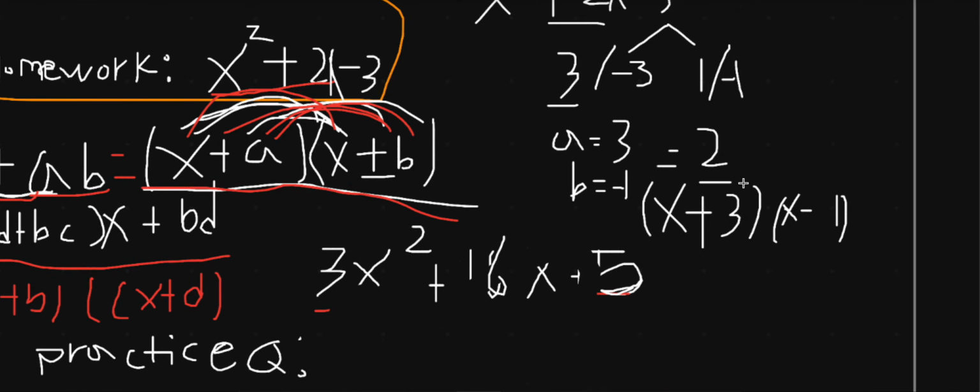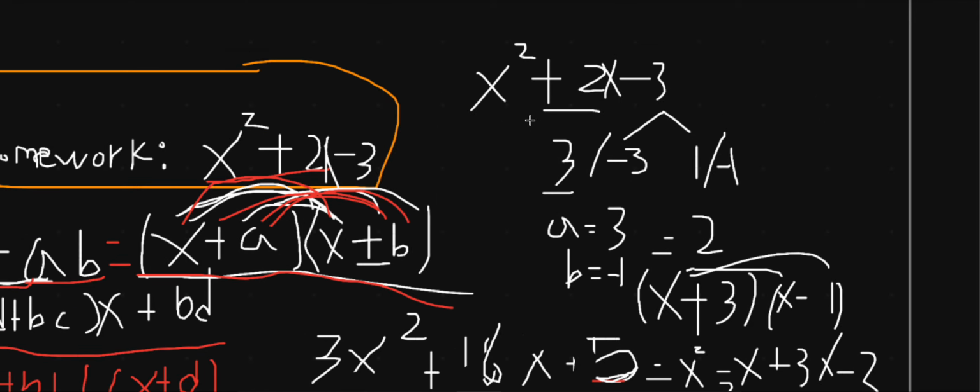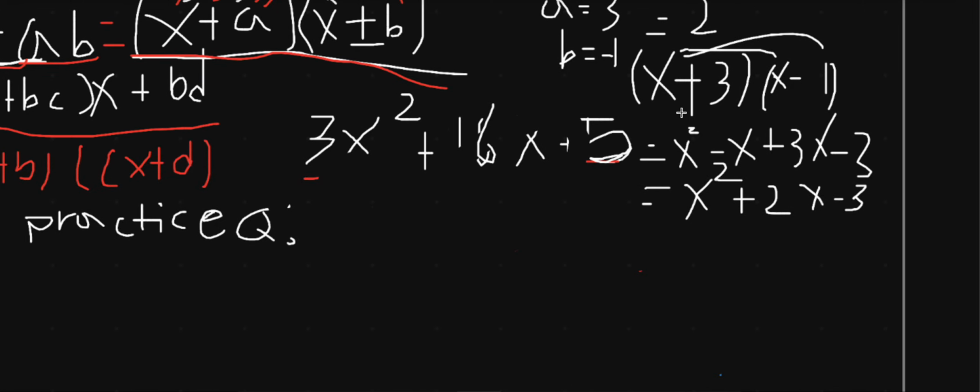And if you actually just do the same thing, if you just distribute this, you get x squared minus x, because you don't have to write 1, and the plus 3x minus 3. And if you add all this, what do you get in the end? x squared plus 2x minus 3. Same as this, right? So yeah, that's how you do factoring.